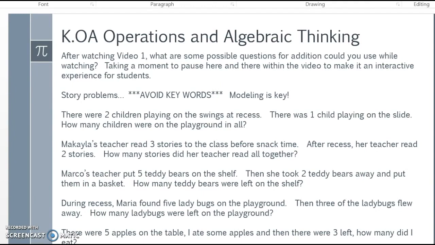Michaela's teacher reads 3 stories to the class before snack time. After recess, her teacher read 2 stories. How many did they read all together? Again, Michaela's teacher reads 3 stories to the class before snack time. After recess, her teacher reads 2 stories. How many stories did her teacher read all together?